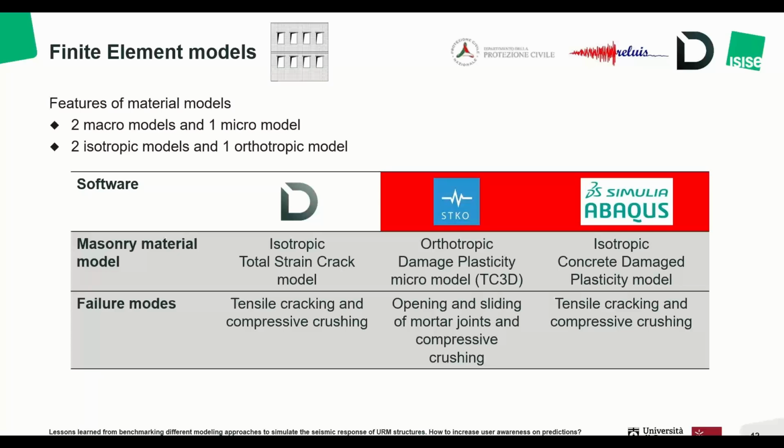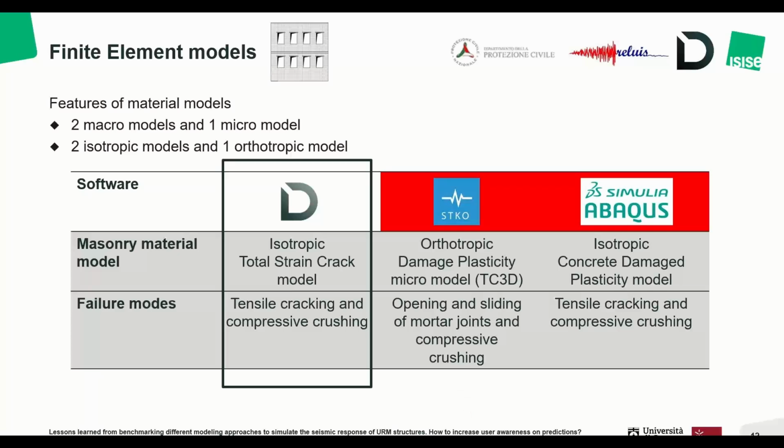Moving directly to the features of the material models that were used in the FE models, we should say that the models in Diana and in Abaqus consider a macro model with isotropic material models. In Diana, we use the total strain crack model, while in Abaqus the concrete damage plasticity model is used. And they both simulate the same failure modes, such as tensile cracking and compressive crushing. While in STKO, the modeling strategy was a micro modeling with an orthotropic damage plasticity model, which can simulate opening and sliding of mortar joints and compressive crushing.